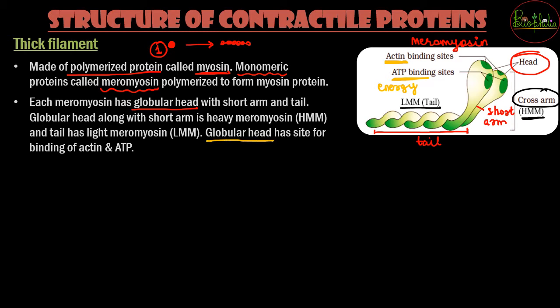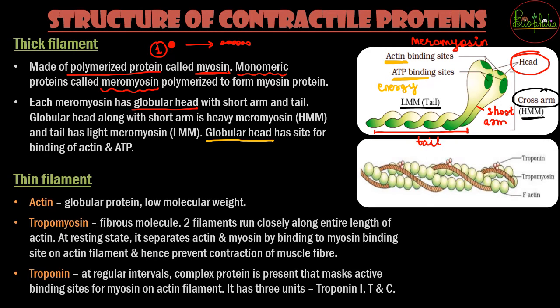So that was about the thick filament making from the myosin. Then we see the thin filament. Thin filament में you are going to have three proteins. These three contractile proteins are having names as actin. The other is called as tropomyosin and the troponin.